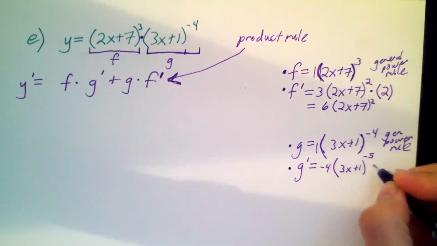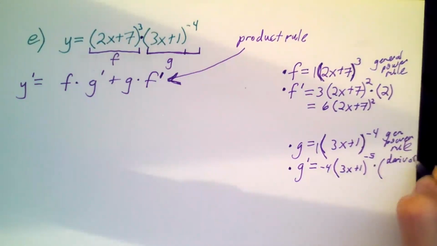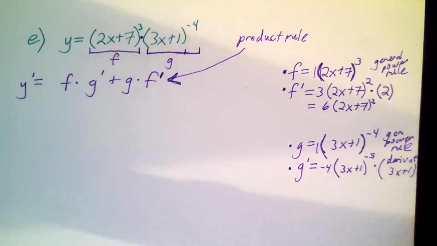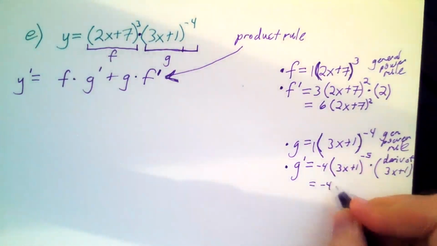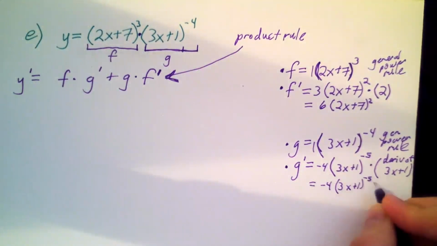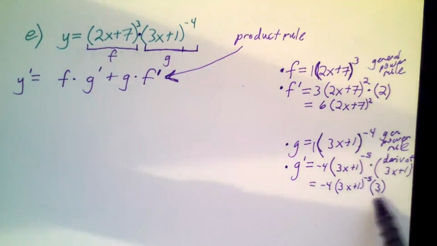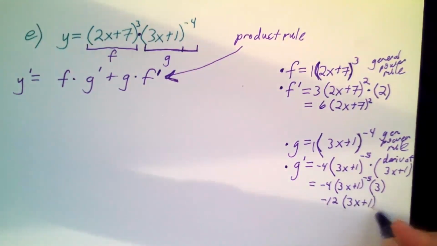Now remember, as part of the general power rule, you've got to multiply by the derivative of the inside function. The inside function is 3x plus 1. So you're going to multiply by the derivative of 3x plus 1. So I get negative 4 times (3x plus 1) to the negative 5, times the derivative of 3x plus 1, which is 3. Here, if you let me clean it up a little bit, negative 4 times 3 is negative 12. And I have negative 12 outside of (3x plus 1) to the minus 5.